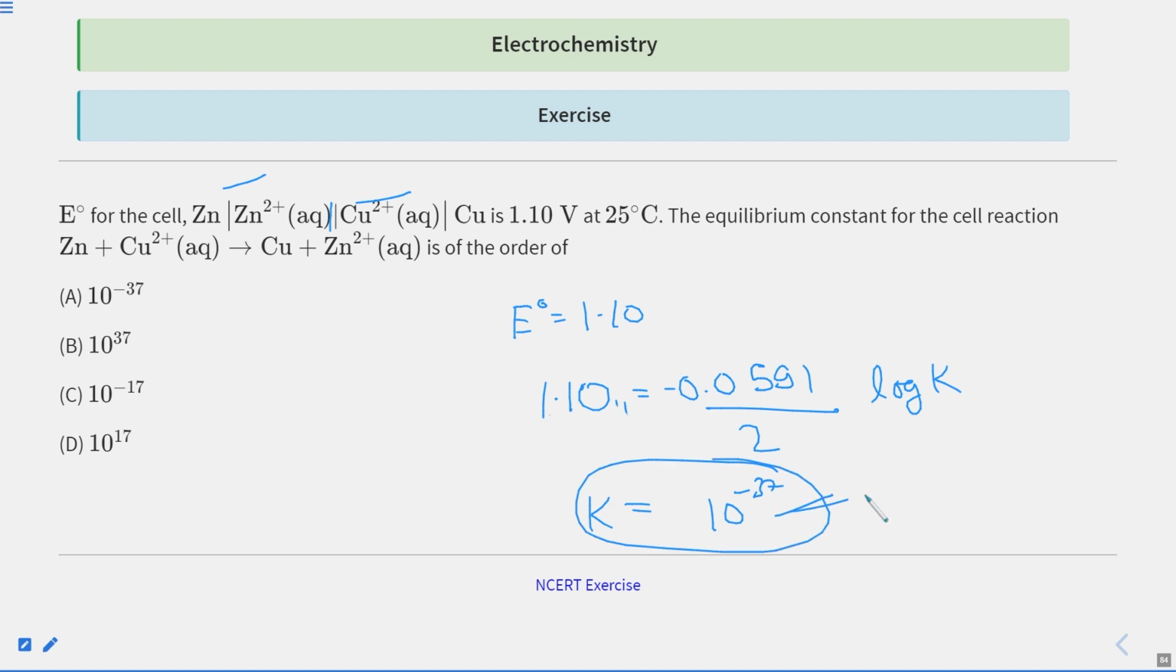Okay. Clear? So with this, we have completed all the exercises of NCERT. In the next class, we'll move to the example problems. You just solve it by yourself also. That will clear your doubts. Okay, thank you.